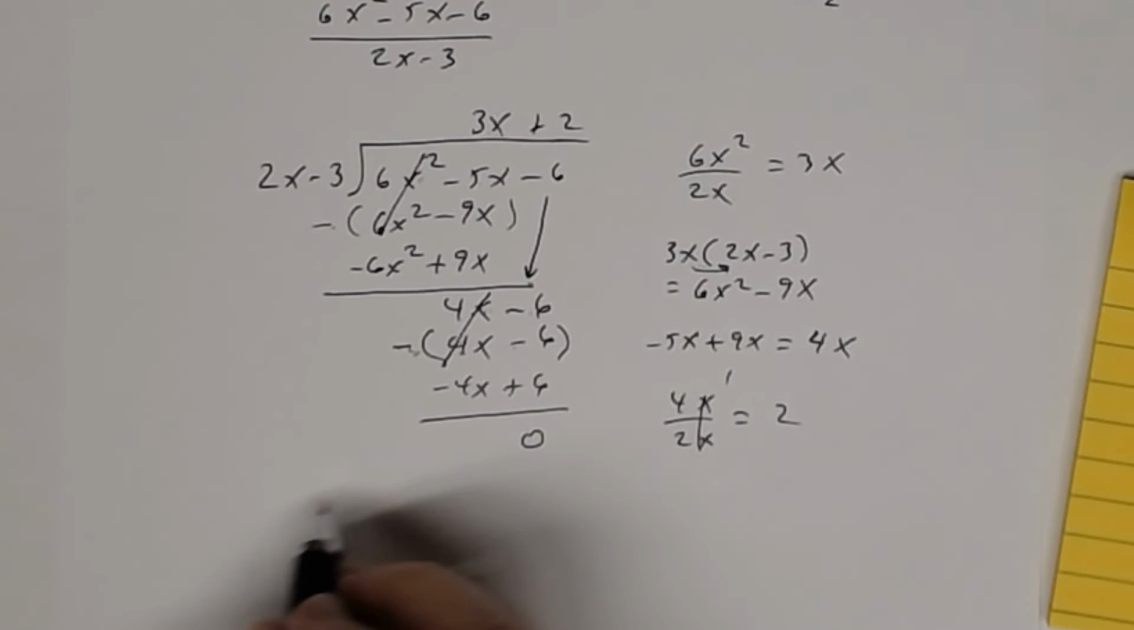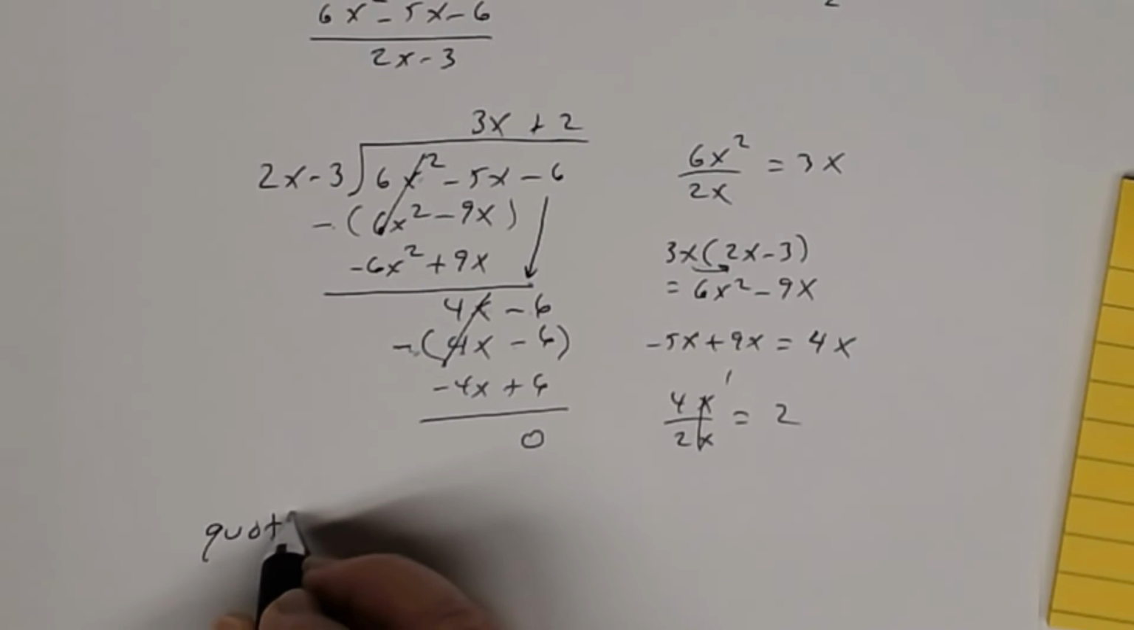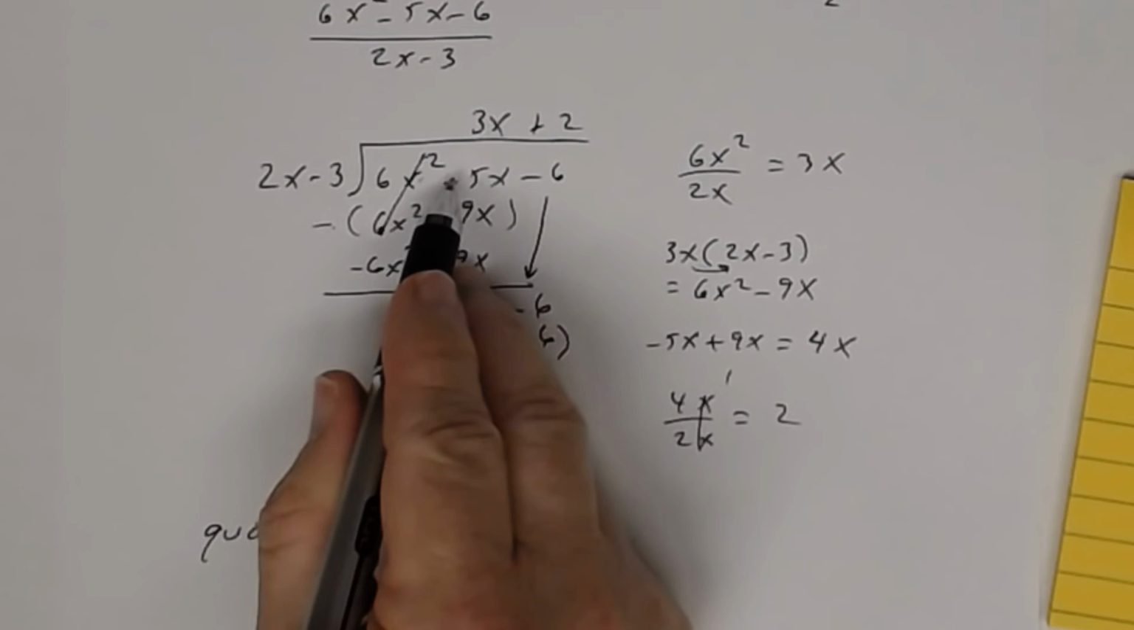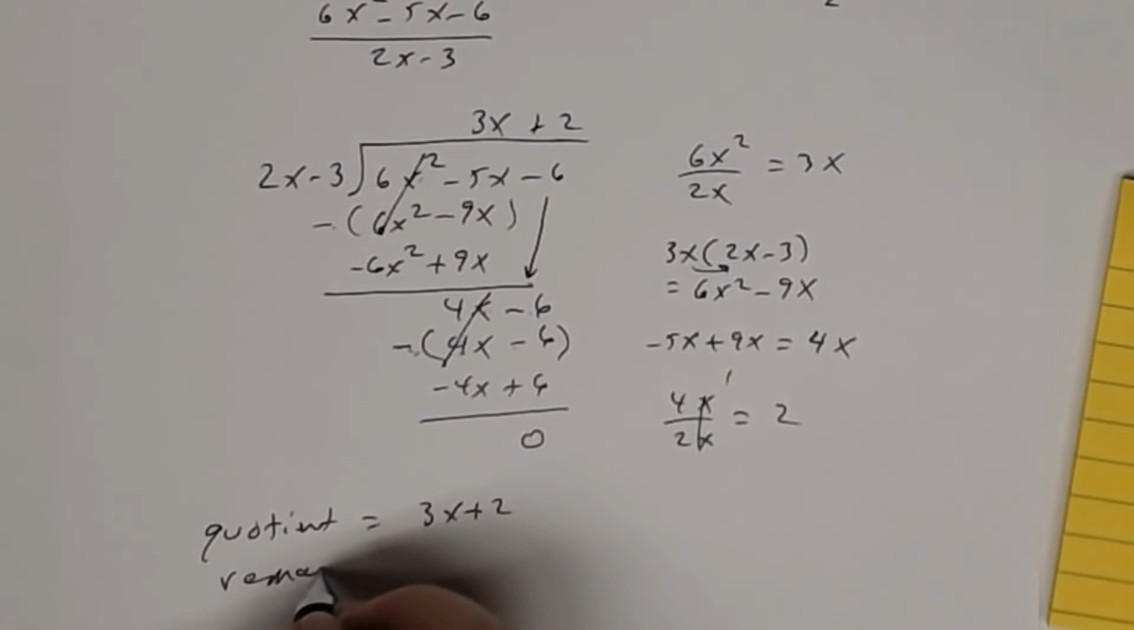So what we have now is a constant. We have the quotient. The quotient is equal to 3x plus 2, and the remainder is 0.